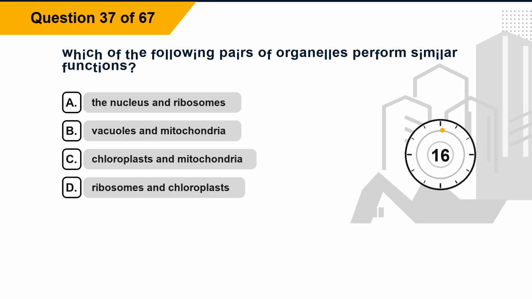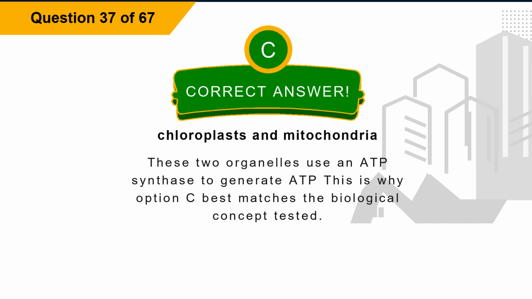Question 37. Which of the following pairs of organelles perform similar functions? Option A, the nucleus and ribosomes. Option B, vacuoles and mitochondria. Option C, chloroplasts and mitochondria. Option D, ribosomes and chloroplasts. The correct answer is option C, chloroplasts and mitochondria. Explanation: these two organelles use an ADP synthase to generate ADP. This is why option C best matches the biological concept tested.